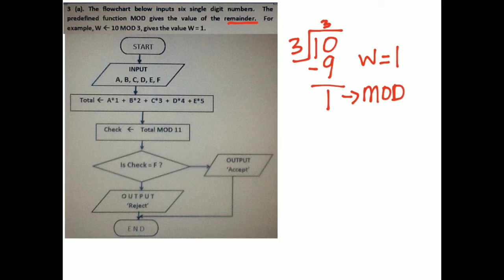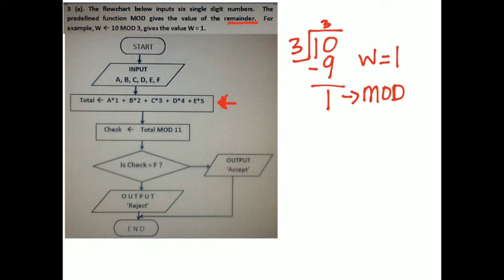Next, let's analyze the flowchart diagram. Okay, it has a start symbol here. Next symbol in the flowchart diagram is the input symbol. It says there inputs these 6 different digit numbers. We have A, B, C, D, E, and F. After inputting, what do you do with the inputs? You're going to do a bit of calculations in the process symbol.